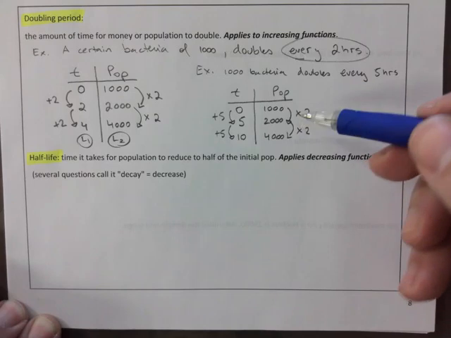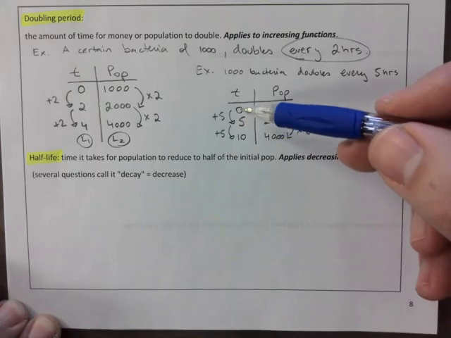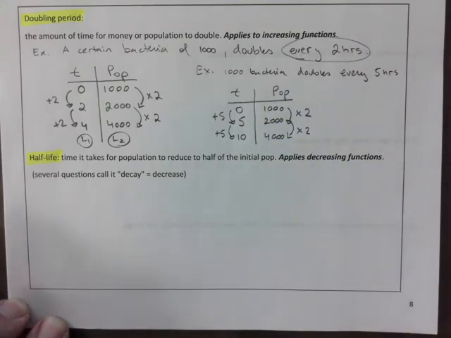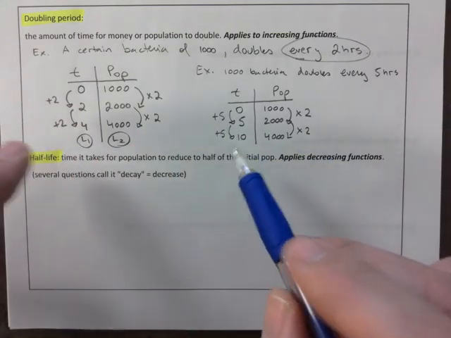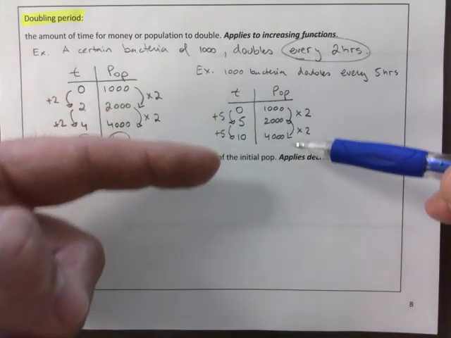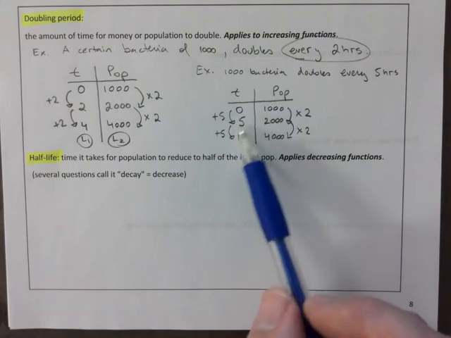So you just have to be very careful that the doubling is happening to the population, not to the time. Let's say one more time, the doubling is happening to the population, not to the time. A lot of students double both. By the way, 0 times 2 is 0, right? So if you times it here, you shouldn't get the correct answer.